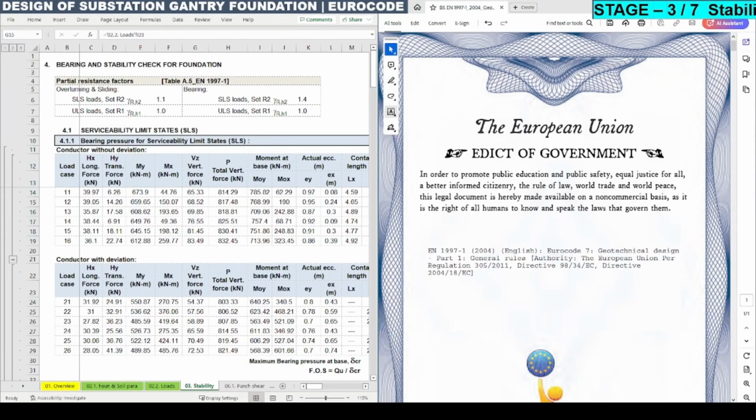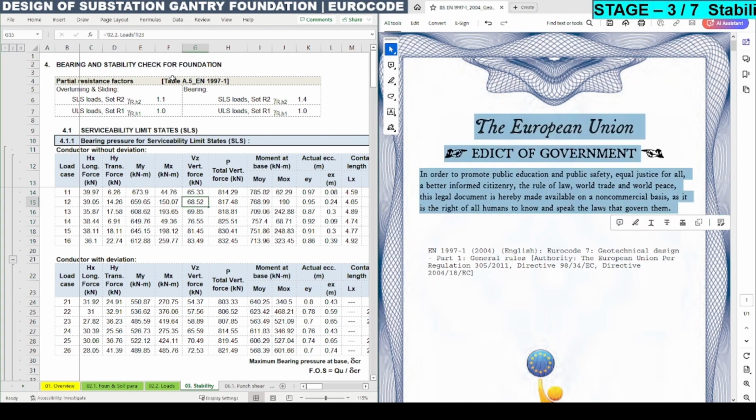On the screen you can see a split screen. On the left hand side is the Excel calculation, which demonstrates the foundation design calculation. On the right hand side you can see the PDF file of EN 1997 part 1. From this PDF file we need to extract the partial resistance factors in order to check the stability of the foundation. For that we need to refer to table A5.